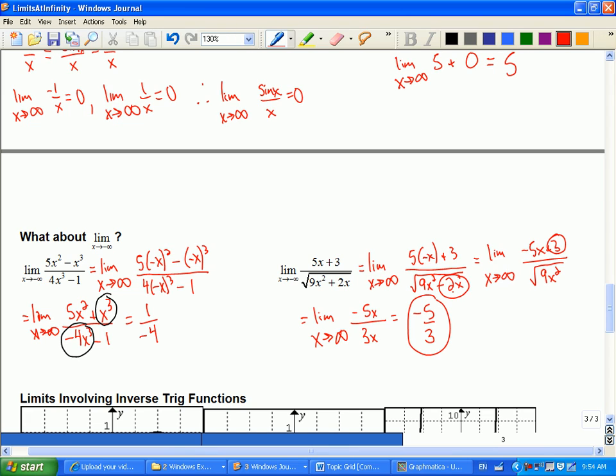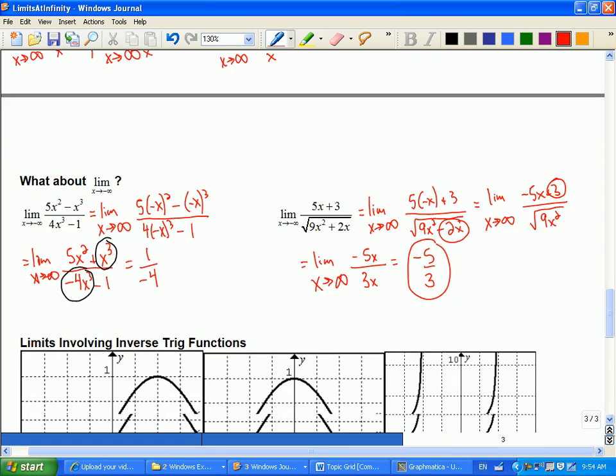That one you probably would not have gotten away with if you did what we had done, just looking at 5 and 3. Maybe you got the right limit, but you might have gotten the wrong one if you did what we were just talking about a minute ago.